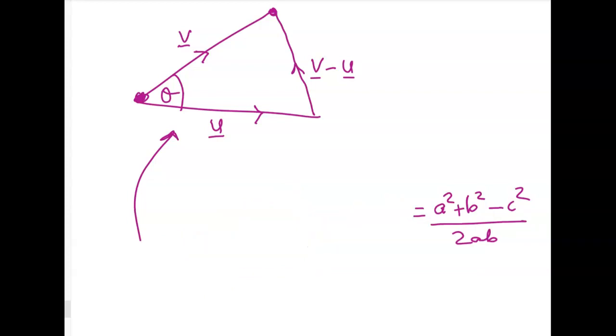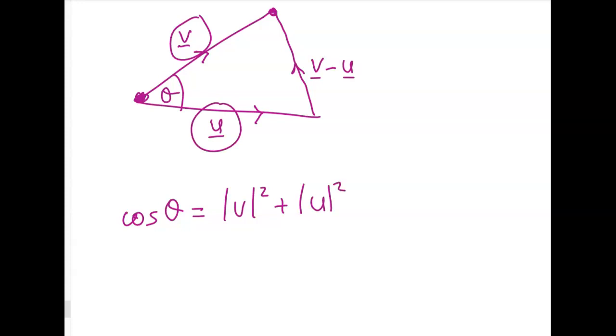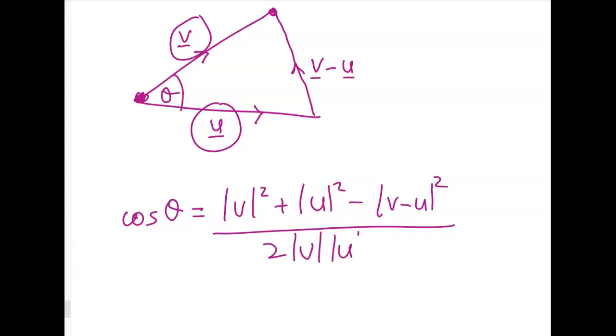So I'm going to erase this now, and we can get going. So we can say that cosine of theta is equal to the length of this side squared plus the length of this side squared, minus the length of the third side squared, divided by 2 times the length of this side times the length of that side, right? So that's going to get me directly to my result.